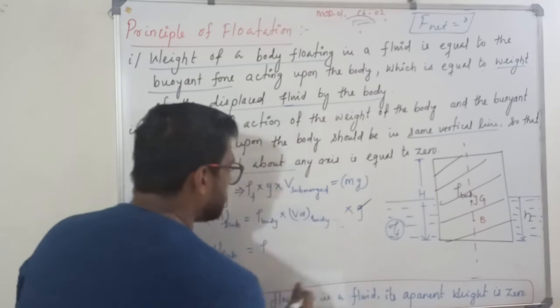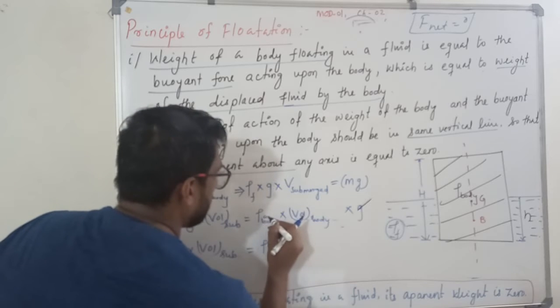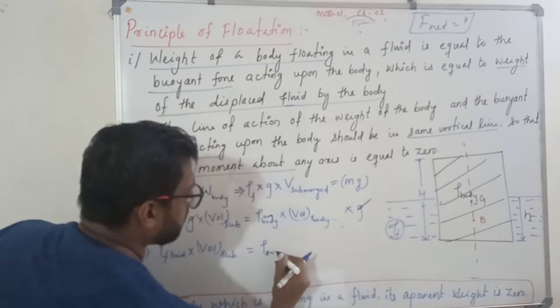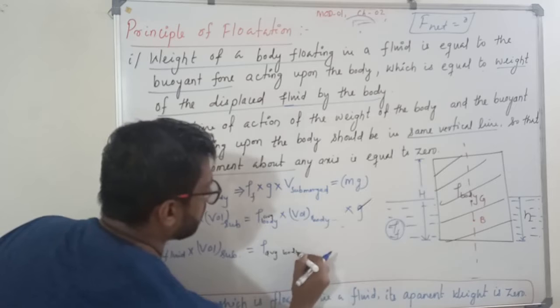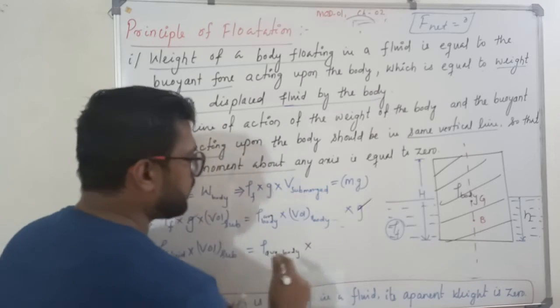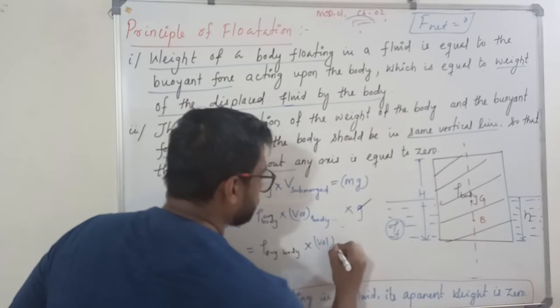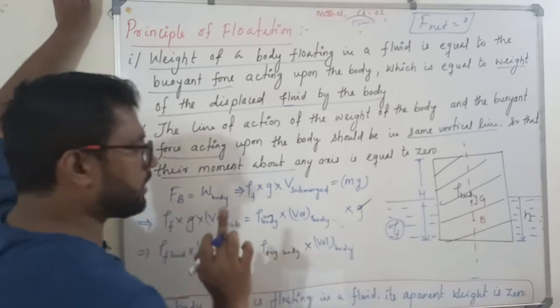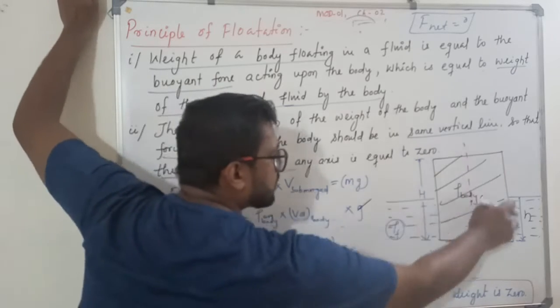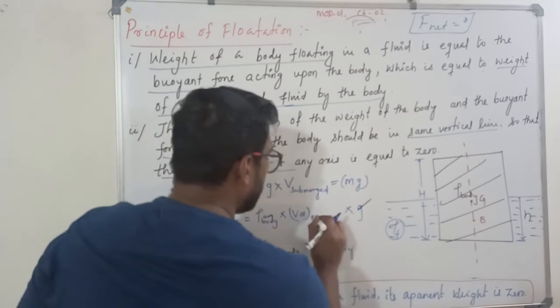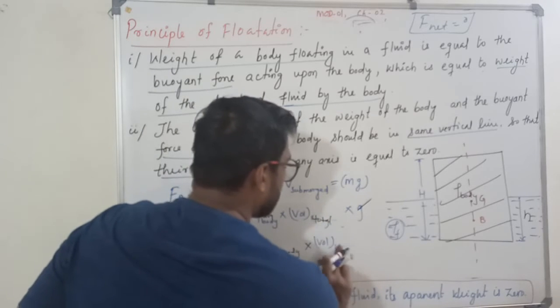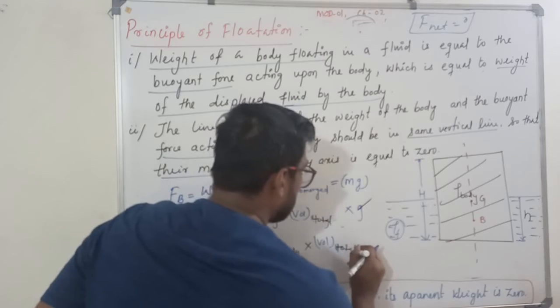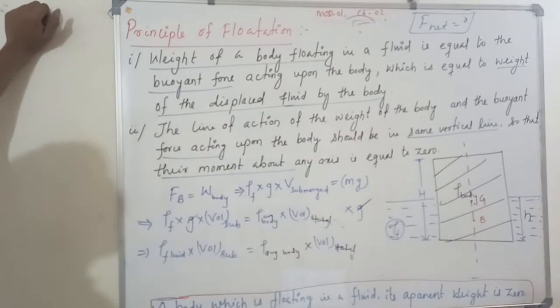Here I will write average density of the body, average density of the body multiplied by the volume of the body, multiplied by the total volume of the body. What volume is this? Total, entire volume of the body. समझ में आ रहा है? Total, entire volume of the body.